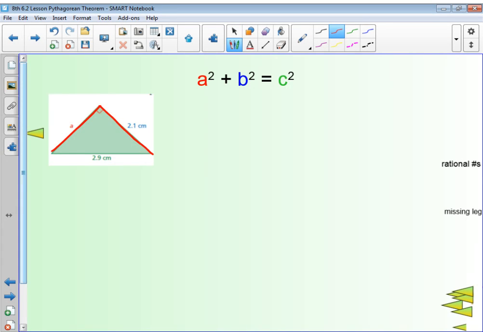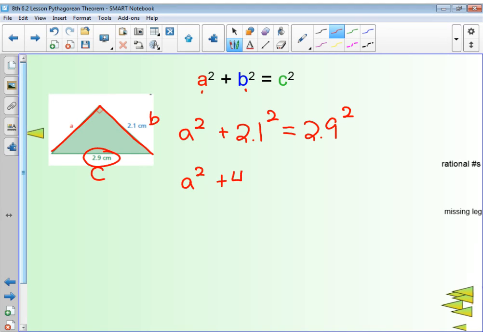Okay, there's my right angle. Those are the numbers or the letters that are substituting in here. This is my C. Okay, so I don't know A, so we'll leave that, plus my B side, this is my B, because that's the other part of the right angle, is 2.1 squared equals, I know the C this time is 2.9. Okay, so now we're going to go ahead and simplify. I can't simplify any further the A squared right now. So now on my calculator, 2.1 squared gives me plus 4.41 equals 2.9 squared is 8.41.